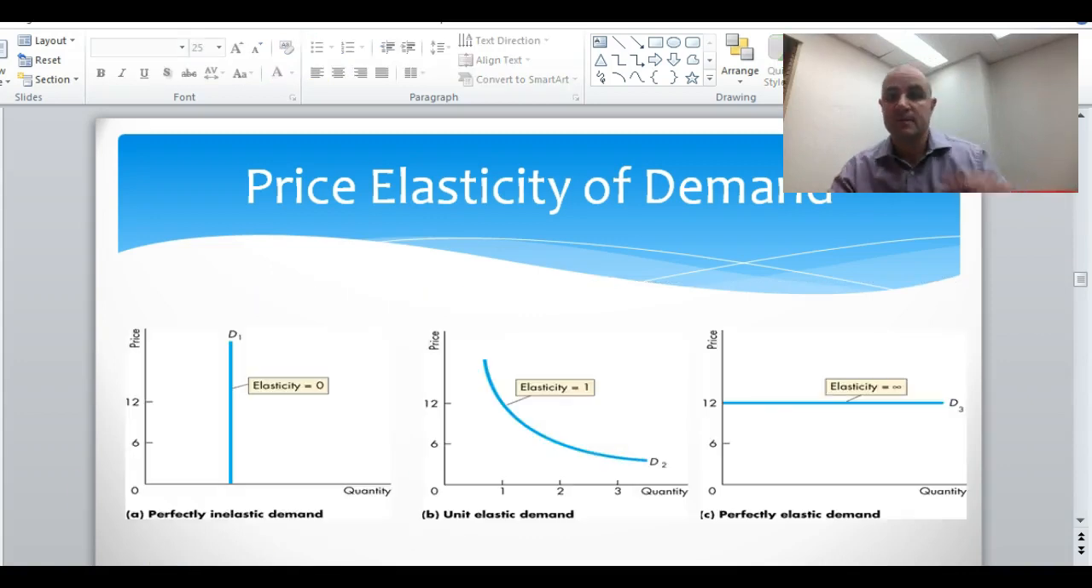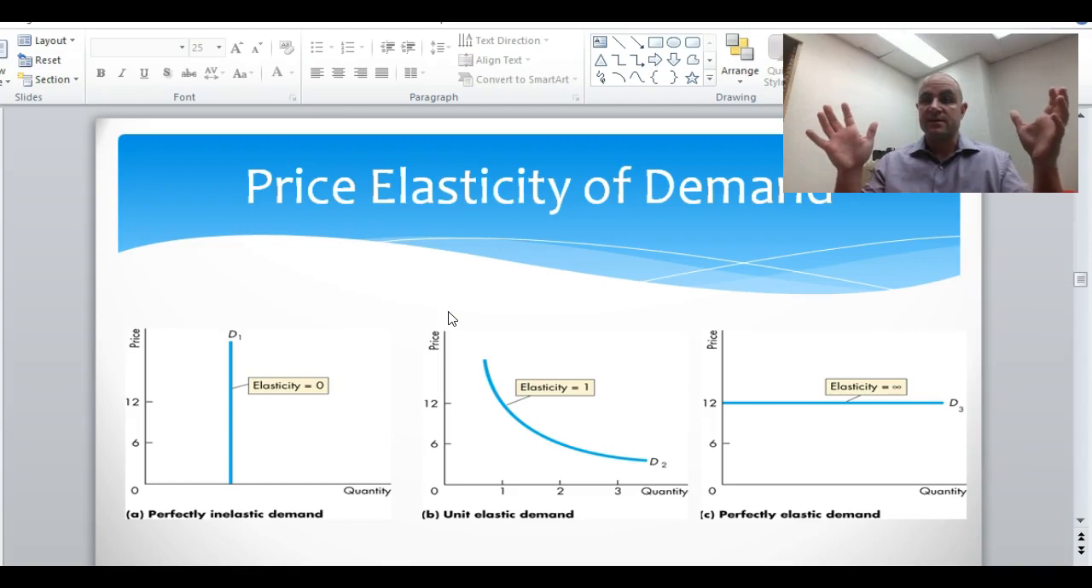So let's see what they look like. Here are the cases. This is perfectly inelastic demand, this first one here. As you can see, it's perfectly vertical. So when you have this, an infinitely large change in the price is going to have an infinitely small change in the quantity demanded. Thinking about the equation, percentage change in quantity demanded over percentage change in price, you have an infinitely small change in the quantity over an infinitely large change in the price. A very, very small number over a very, very large number, that fraction is going to lead to a number pretty much 0.